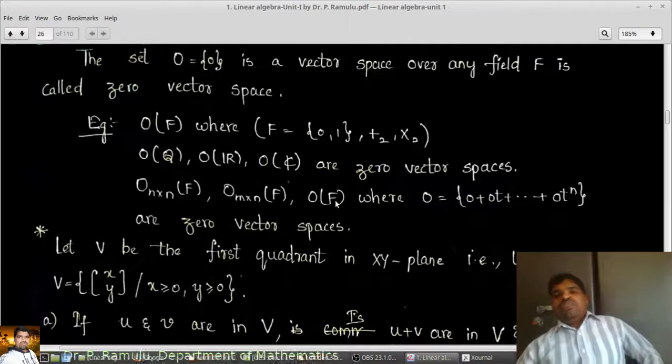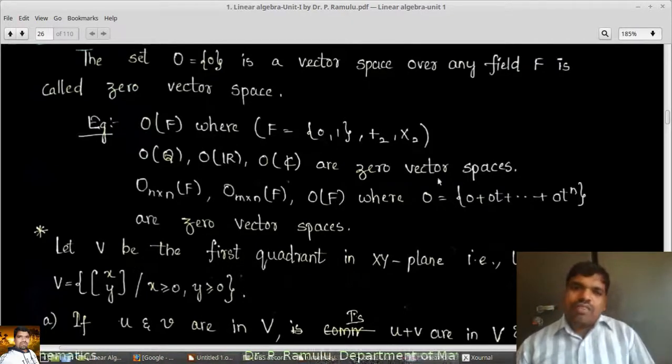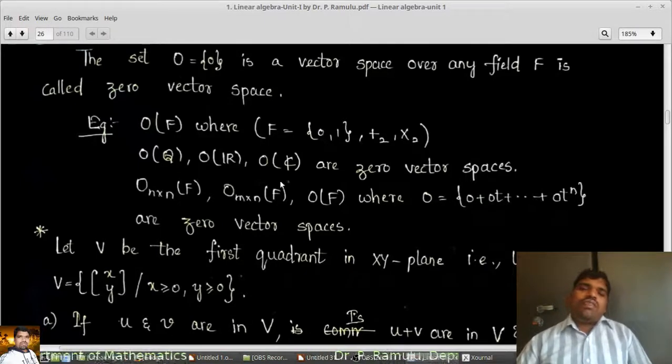O of F, where 0 is equal to F, 0 plus A2, right? These are the zero vectors in this space, right?